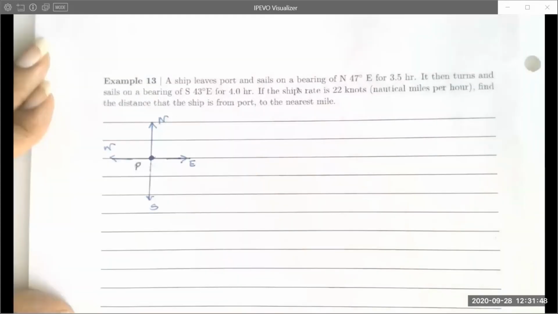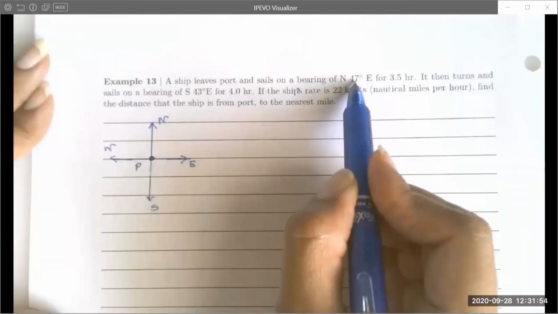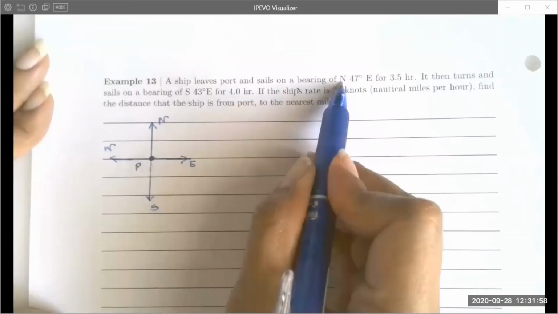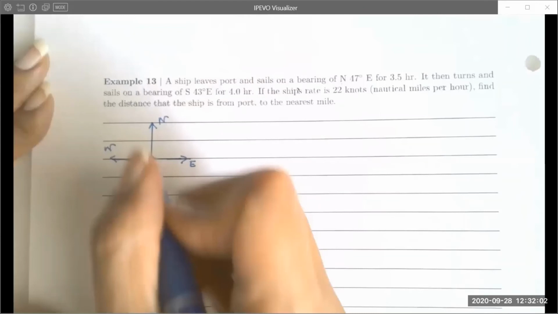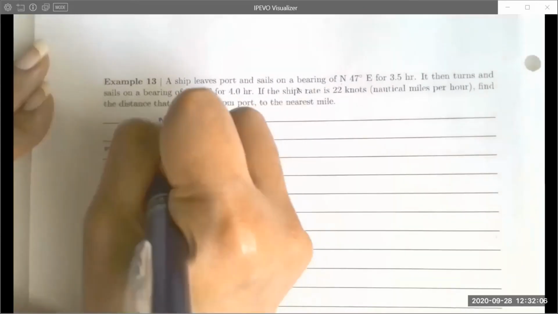Here's our port. Relative to that one, a ship leaves port and bears 47 degrees east from north. So that means start at north, go towards east, 47 degrees. Okay, so that is going to be approximately there.